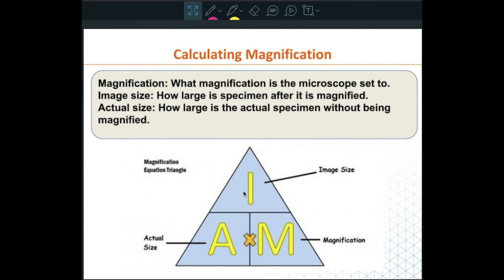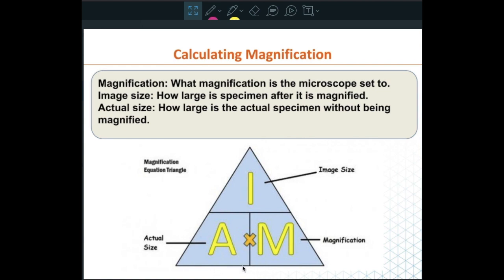Second thing is my image size. The image size is the size of the bacteria or the cell after it has been magnified, which means that it's going to be way, way, way bigger than what the bacteria actually is. Remember, the whole purpose of using a microscope is so that we can see things that are very small by making them appear larger. So your image size is the size of the bacteria or the cell after you have zoomed into it. So it's going to be a lot bigger than it really is.